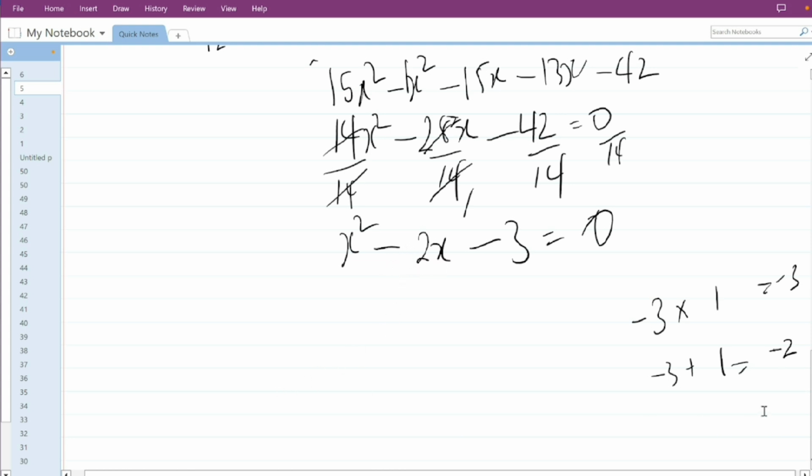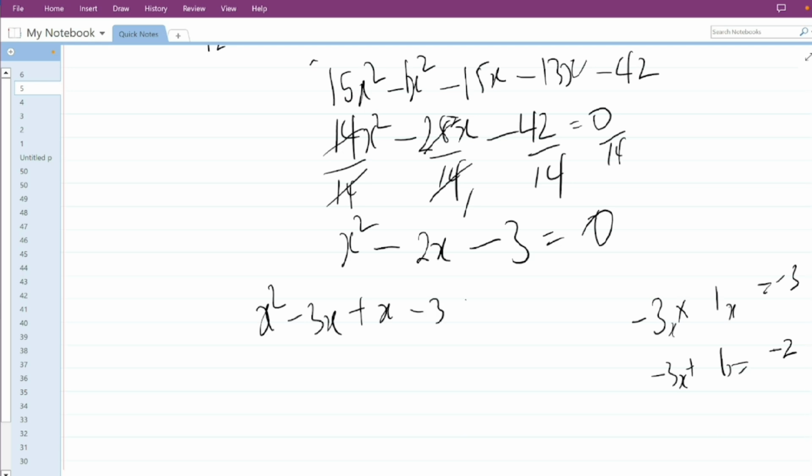So we have minus 3 and plus 1. We can choose to write the plus 1 first or the minus 3 first. Your choice, you still get the same answer. So we have x squared minus 3x plus x, or 1x, minus 3 equals 0. That means we've broken down this minus 2x into these two values, minus 3x and plus x. So we can group them in 2's now.